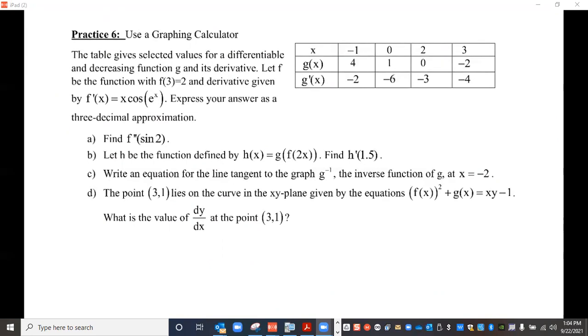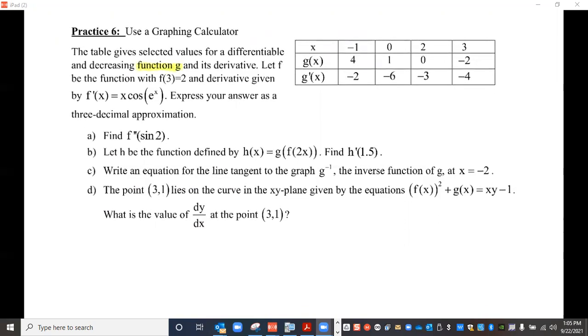Okay, so here's our table question. Notice our table is giving us values for function g. So function g is from the table, so we have values of g of x and g prime of x. Always read the information they're giving you in the first sentence or two. Notice they're also giving you f of 3 is equal to 2. And then they're talking about a completely different function, but they're not giving us f of x. They're giving us f prime of x. So make sure you pay attention to which exact function they're asking about. Is it f or is it g?